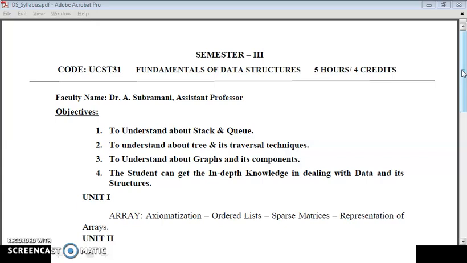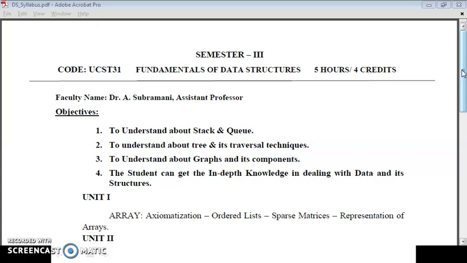Array is one of the data structures. You already know what is meant by array. Array is nothing but the same set of elements stored in memory in a contiguous manner, the same data, integer data or float data. So the same data type stored continuously in a particular memory space is called an array. So you know what is meant by data structure.